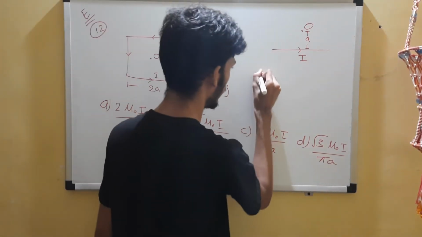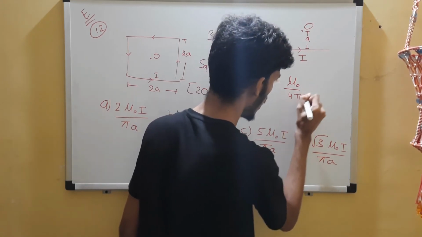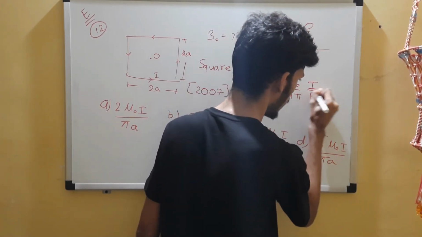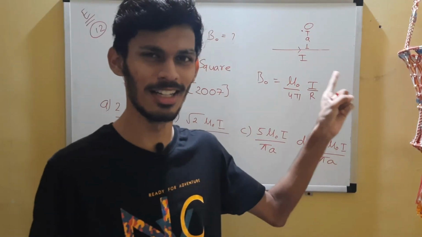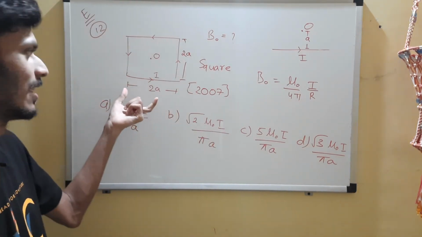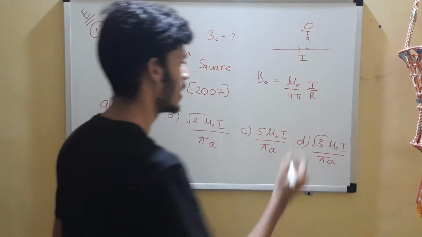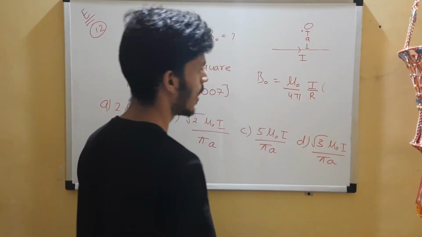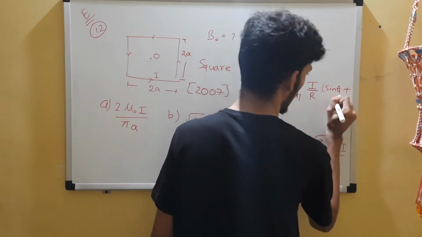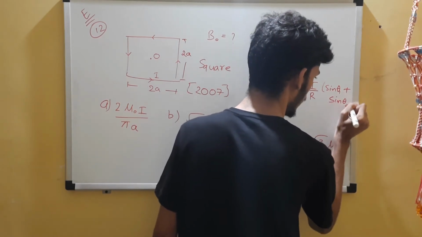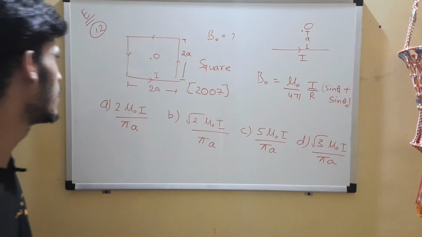Now let's find the magnetic field at point O. What's the big deal? Mu 0 upon 4 pi I by R. Now don't use the formula for an infinite wire. This is not an infinite wire. It is finite in length, it has some length 2A. So we have to use the general one, which is mu 0 upon 4 pi I by R into sine theta 1 plus sine theta 2. We are going to use this one. Keep that in mind.